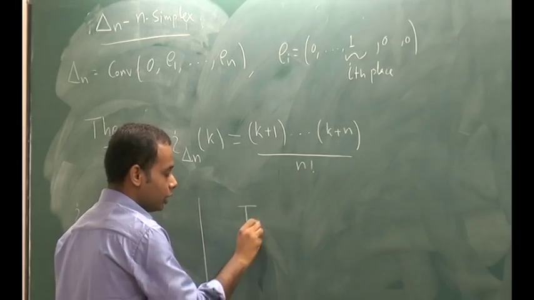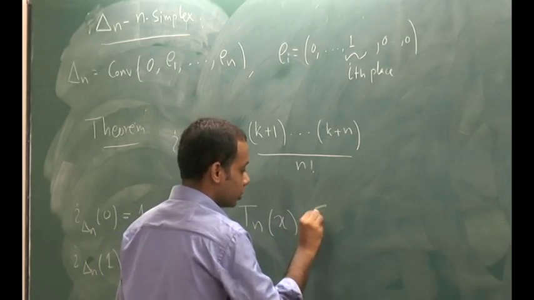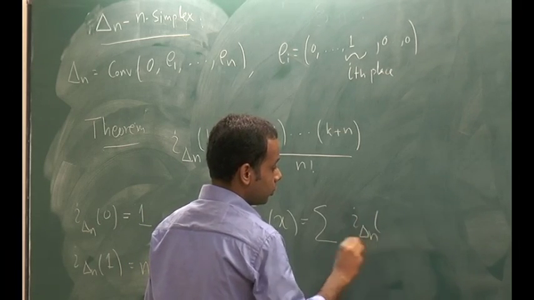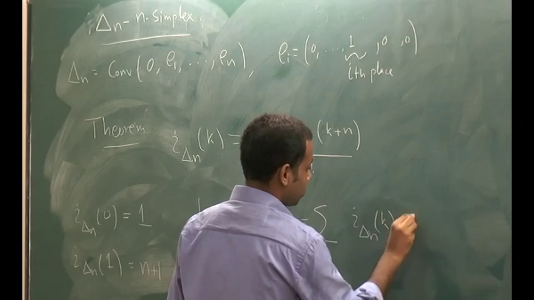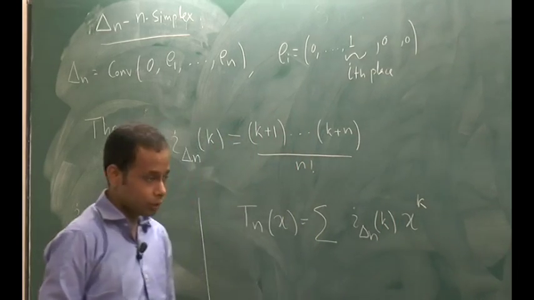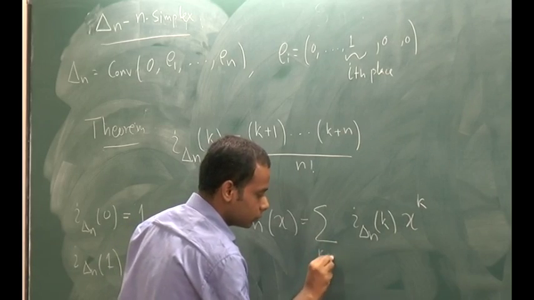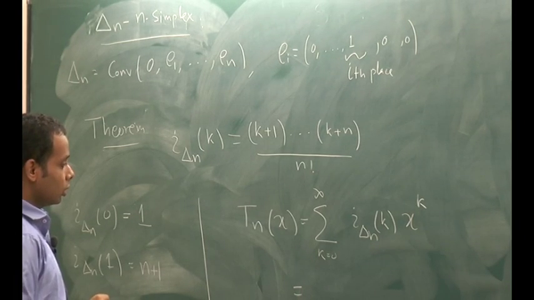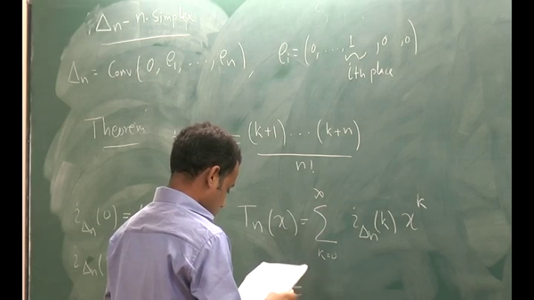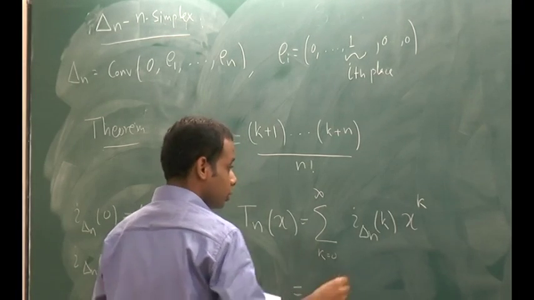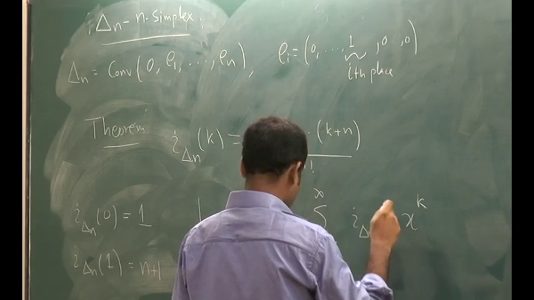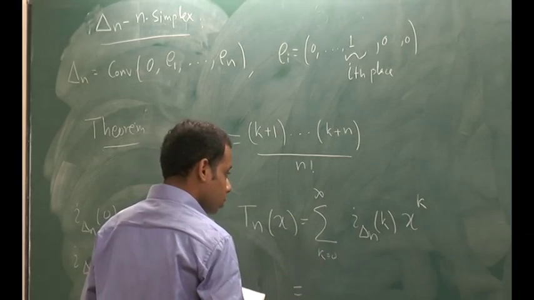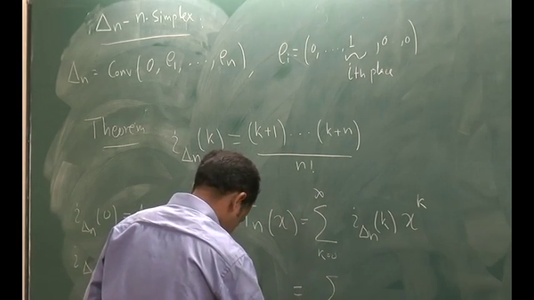Further, we can also match this formula, but let's write a generating function for this. Let's write T n of x equal to the summation of I delta n of k times x power k. It's just a formal power series. We assume that it's convergent and so on, it doesn't matter. So sorry, I have to put x power k. Okay, so this is equal to the summation.